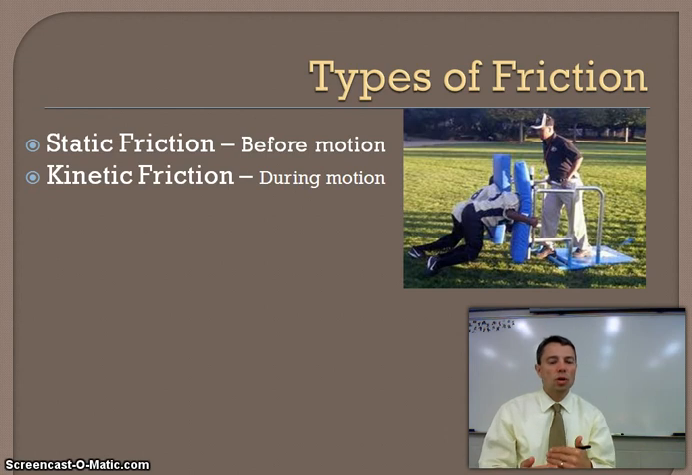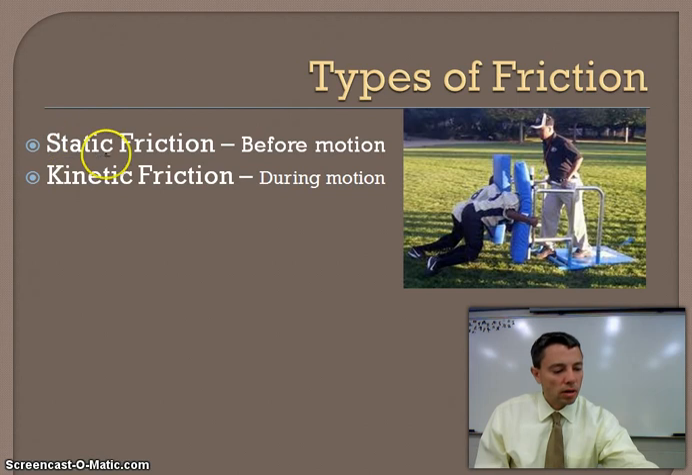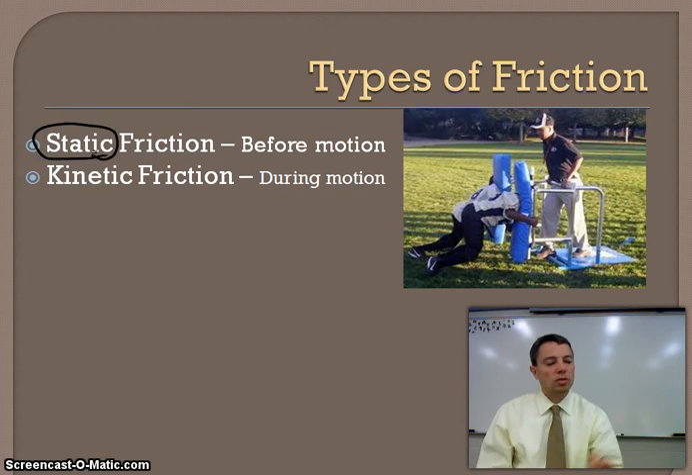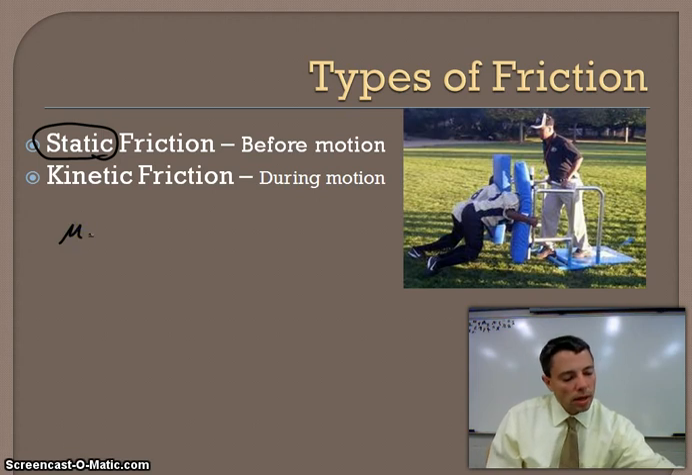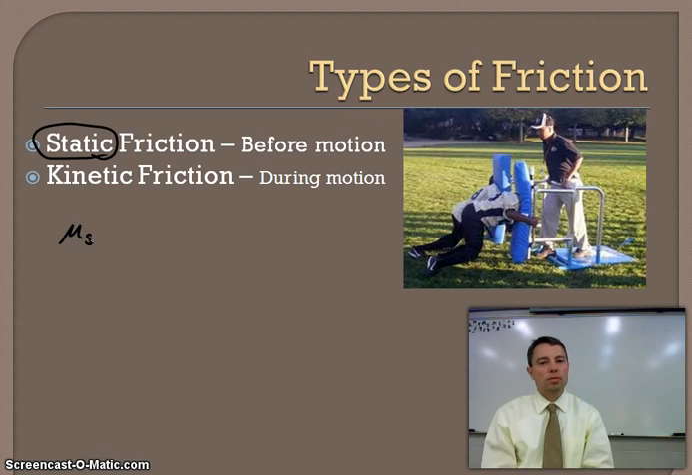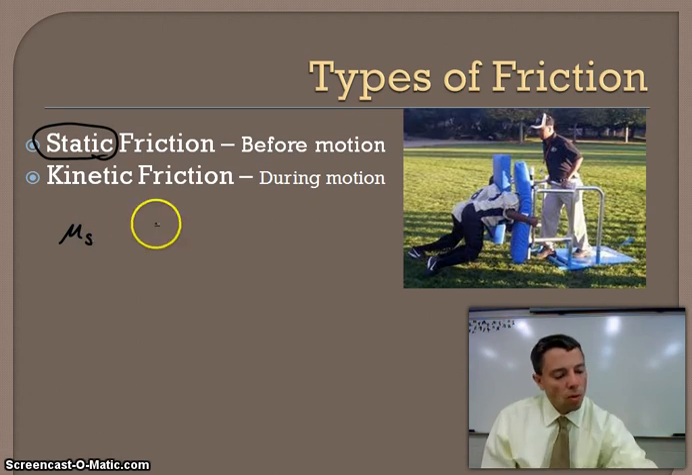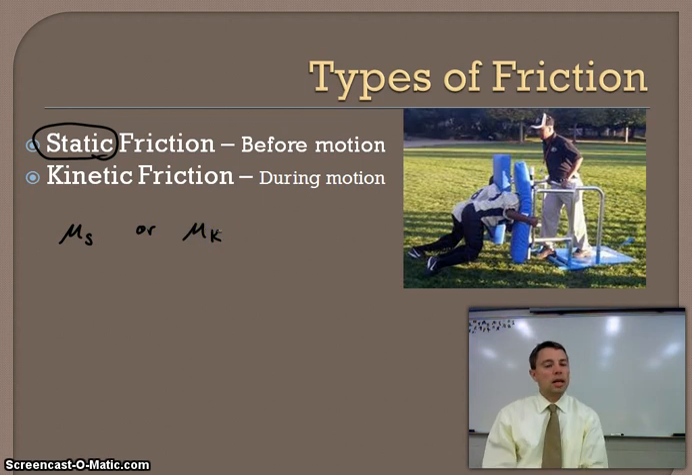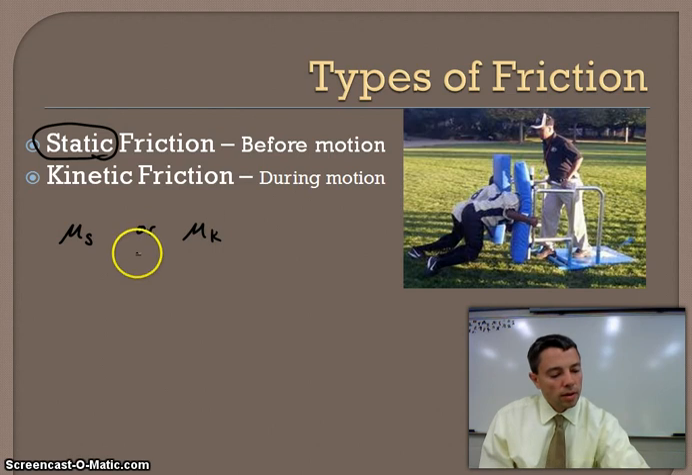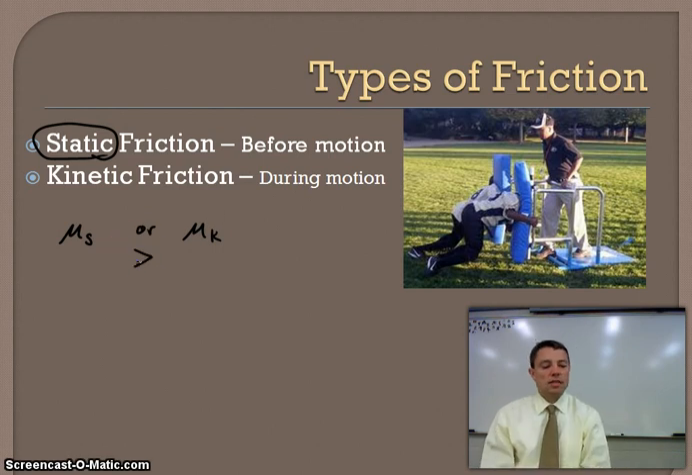The frictional force due to static friction is greater than the frictional force due to kinetic friction. So this one is always going to be the bigger of the two types of frictional forces because it takes more to get it started. Typically we see the symbol mu with an S behind it, which stands for the coefficient of static friction, or mu with a K behind it, which means we're looking at it in the kinetic sense. Again, the coefficient of static friction is always going to be greater than the coefficient of kinetic friction.